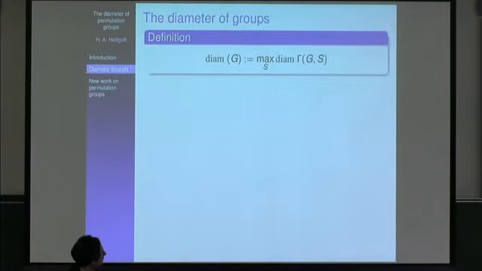So define the diameter of the group to be its worst case diameter. You take the maximum of the diameter over all sets of generators. So you choose the worst possible set of generators and you consider the diameter with respect to that. Is it the case that that's small? We're asking for upper bounds on the diameter, even if the set of generators is chosen by your worst enemy.